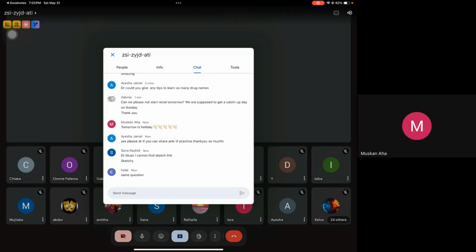So let me tell you one thing. When I had my Step exam, during the last 1.5 months of dedicated study, I was revising things, like I was revising all of the subjects, right?